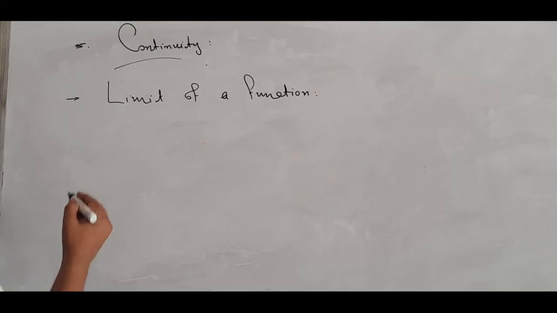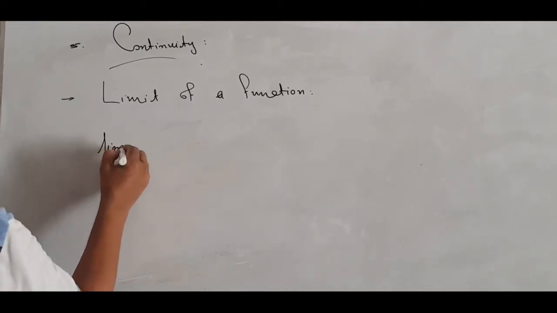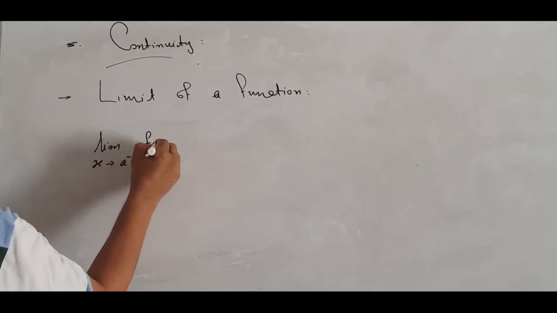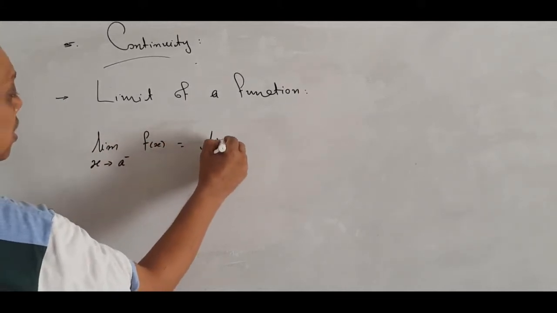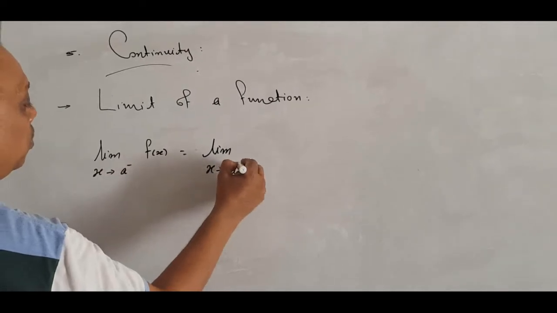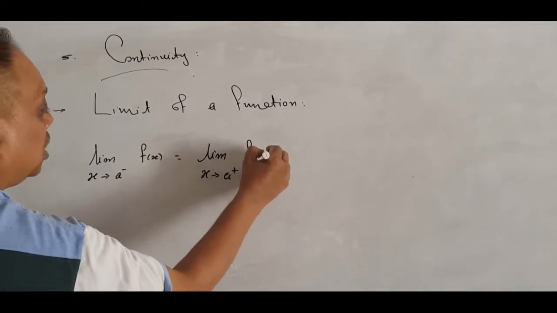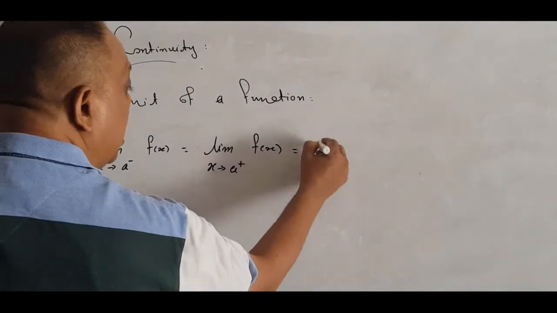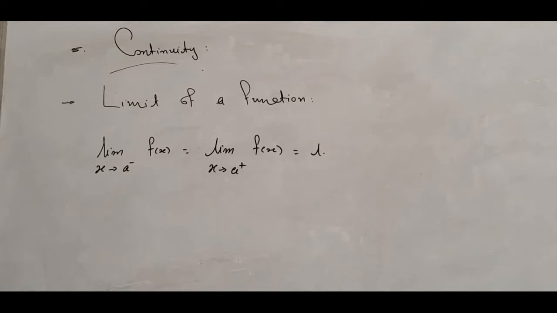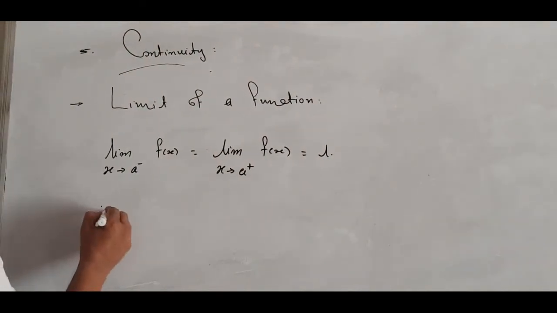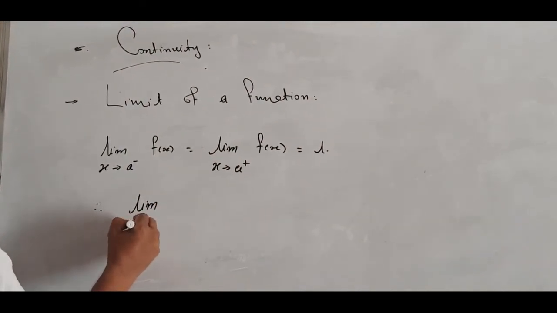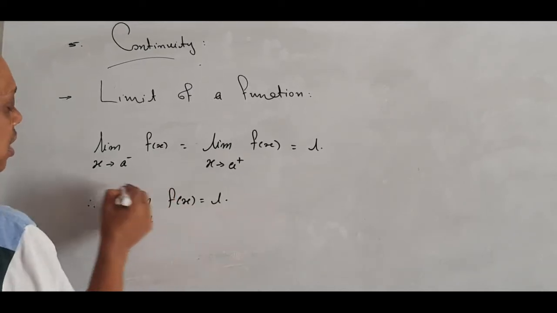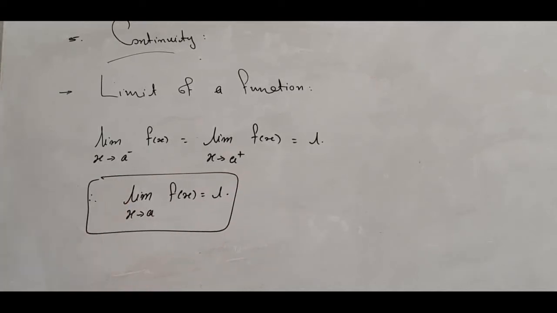So you know that if the left-hand limit, limit of x tends to a minus f(x), and the right-hand limit of the function, I'm not going to that fixed definition, exist and are equal to L, then we say that the limit of the function exists, and that limit we write as limit of x tends to a, f(x) is L. This is called the limit of the function.